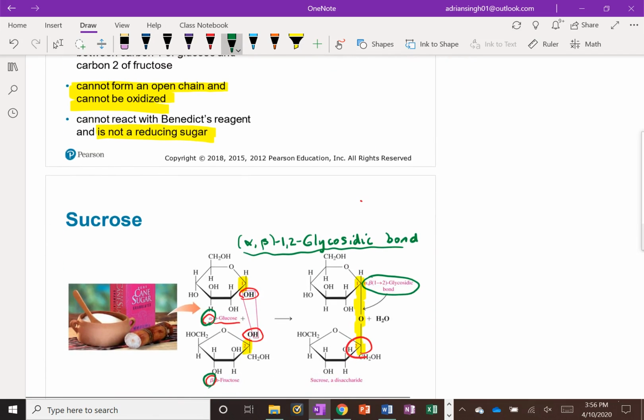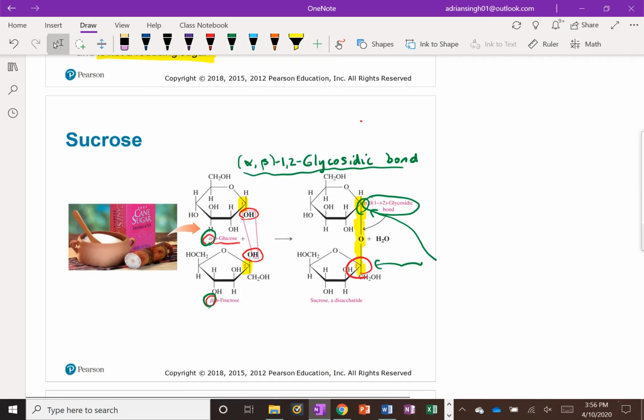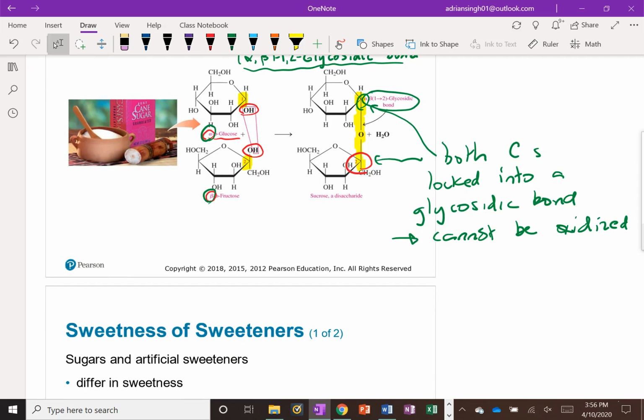In the case of sucrose though, it cannot open up to form that chain because this carbon here is locked. Both of these carbons are locked in that glycosidic bond. So it cannot be oxidized. So this will be then a non-reducing sugar. And those are some important differences between each of those disaccharides.